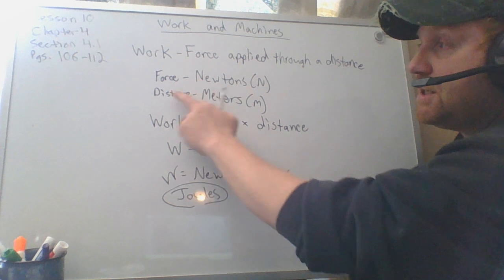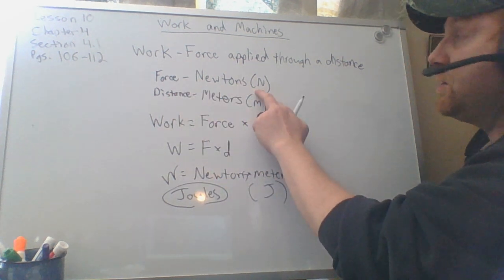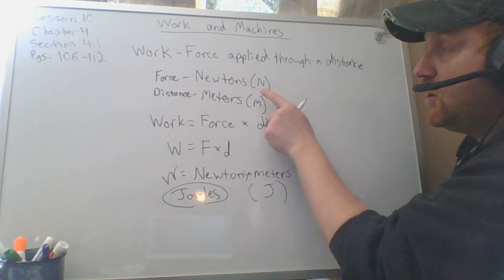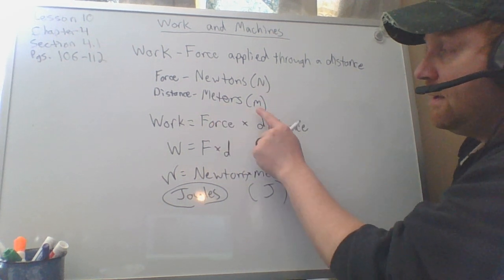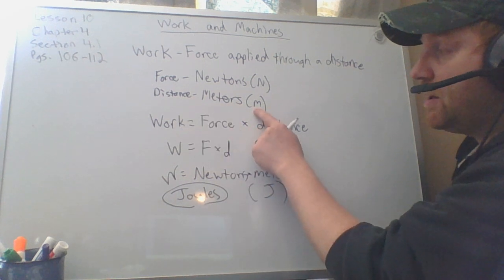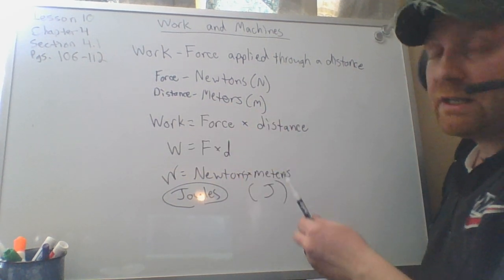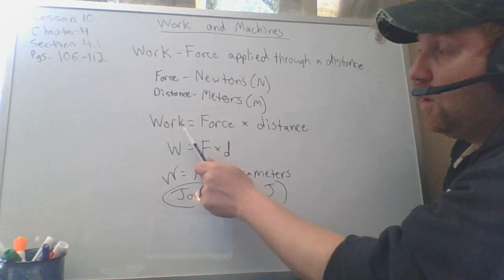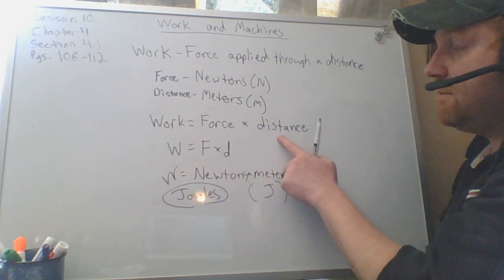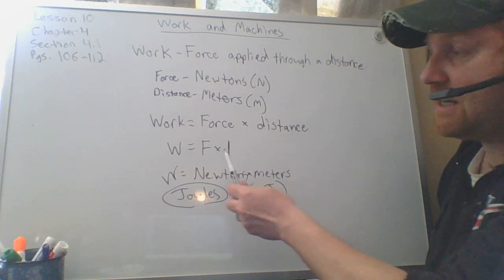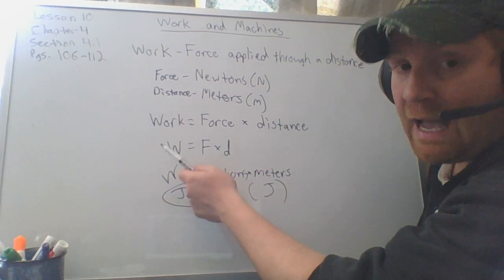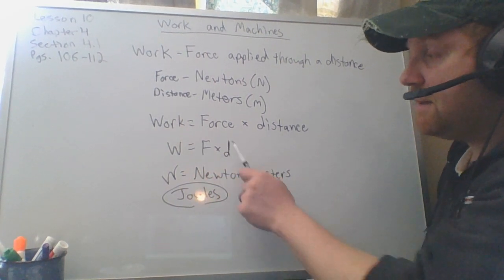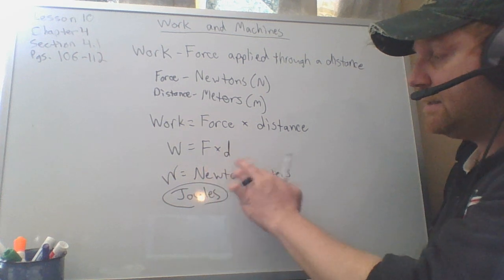Keep in mind that force is measured in newtons and distance is measured in meters. Newtons, the symbol is a capital N. Meters, the distance is measured in a lowercase m. So we can make an equation that deals with work. Work equals force times distance, and this is in your textbook. Work, capital W, equals capital F, which stands for force, times distance. W equals F times D.